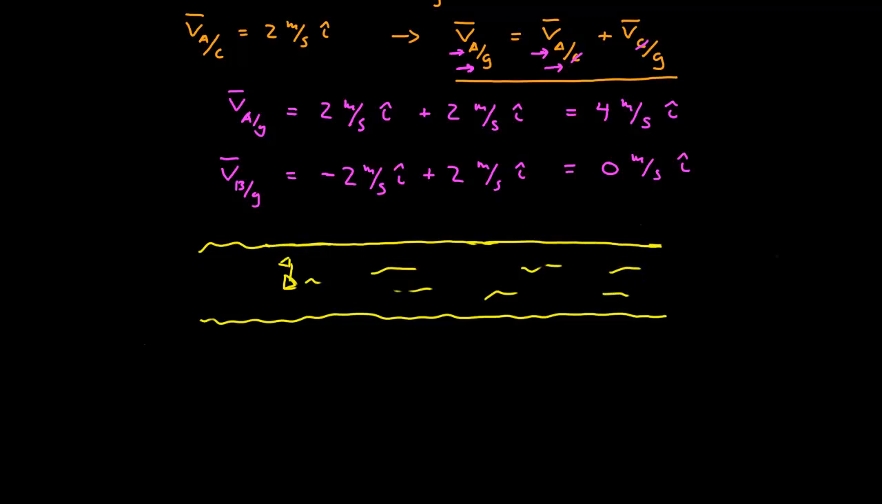The boat can propel itself down the river with some velocity v, the boat relative to the river. But then the river itself is moving with a speed relative to the ground, and we want to know how the boat is moving relative to the ground. So let's consider the following problem.